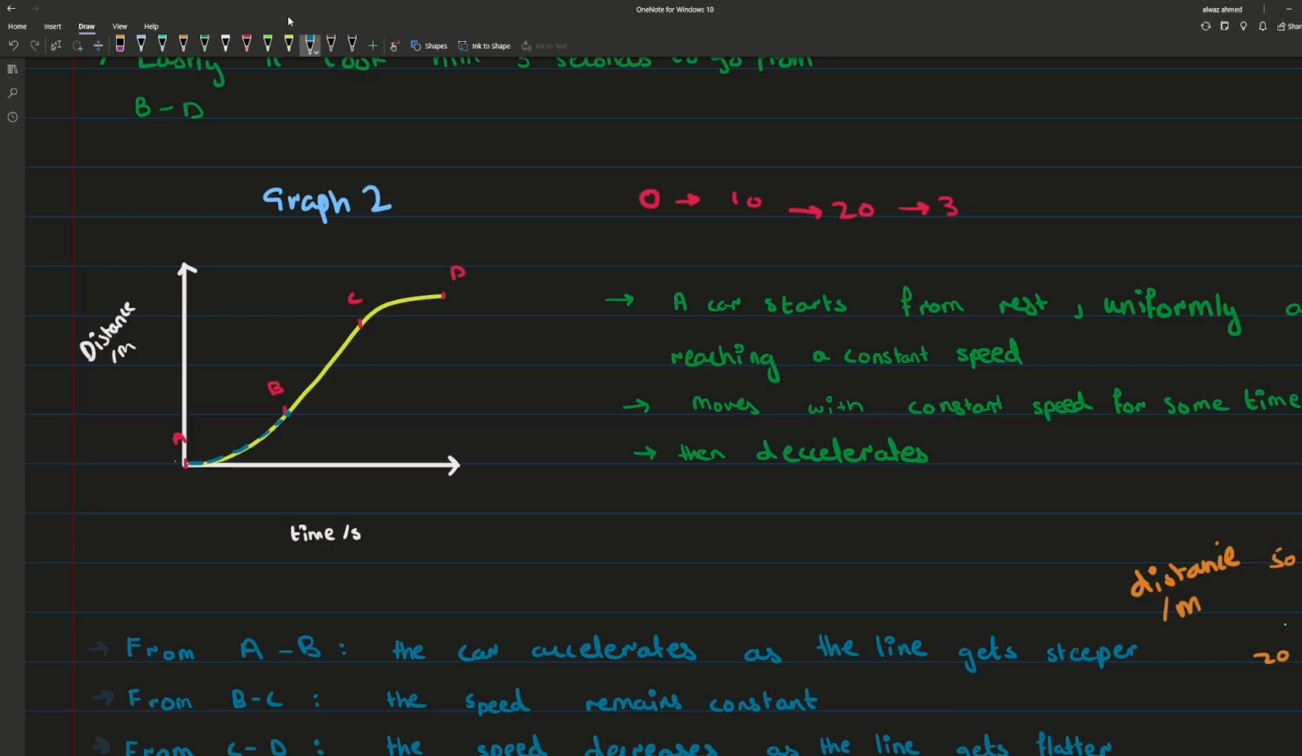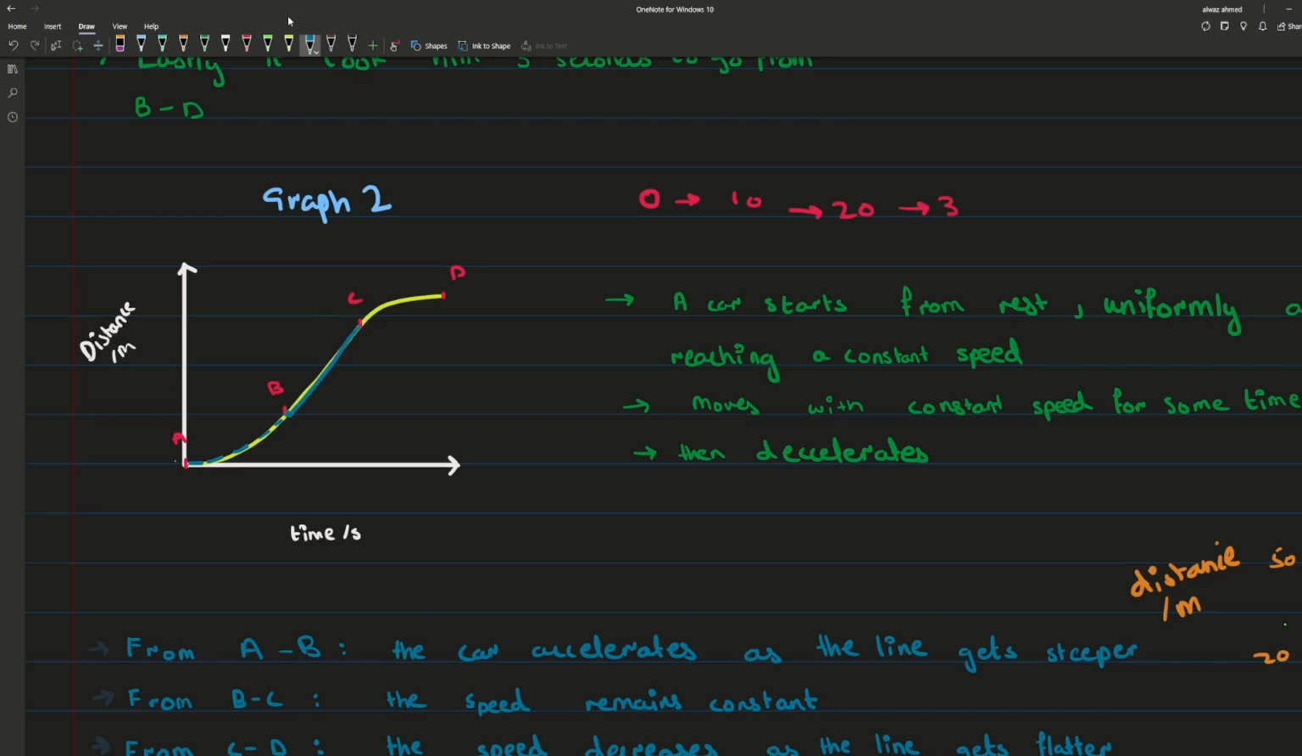From B to C we can see that the line is basically constant, it's a straight line. It's not getting any steeper. This means that the velocity or speed is constant. So from B to C, this is a very straight line, a patch. So this shows us that the speed is constant.